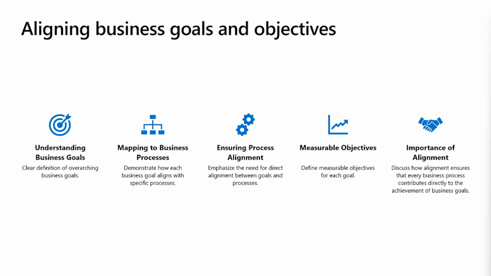Next, we need to map these goals and objectives, business goals that we've defined, to the business processes. Here, we're going to demonstrate how each business goal aligns with specific processes. Examples would be that the customer satisfaction goal is mapped to order fulfillment and the supporting processes. When we think about the catalog, we recommend that you consider adding a column that shows what those business goals are mapped to the actual business processes that are going to be in scope for your project.